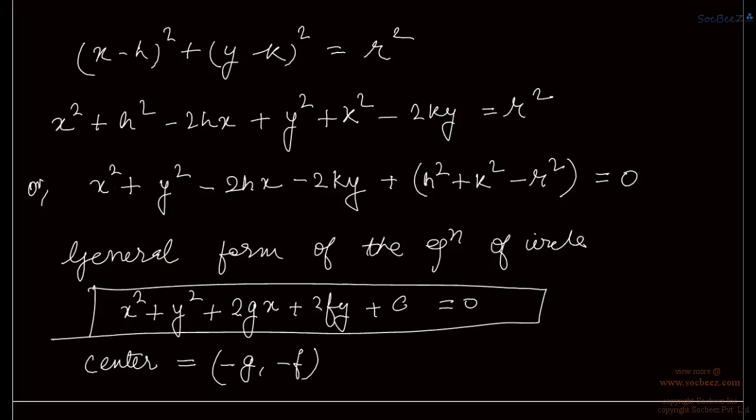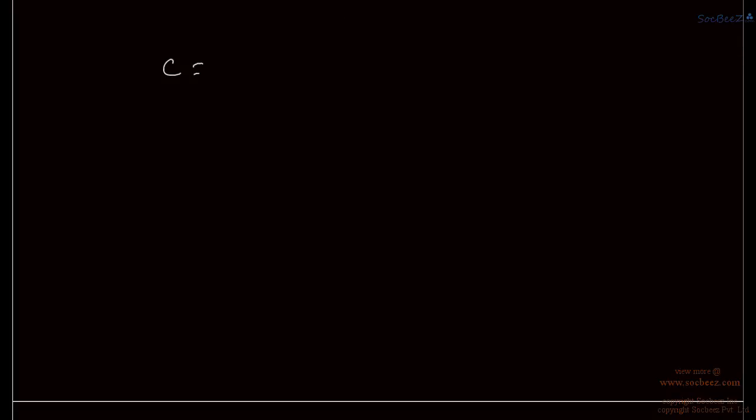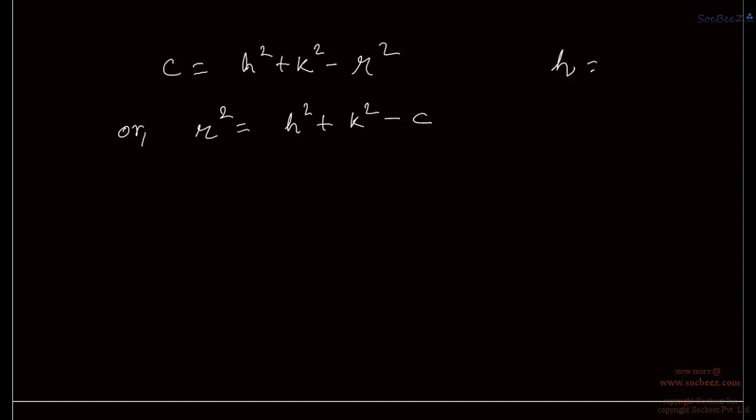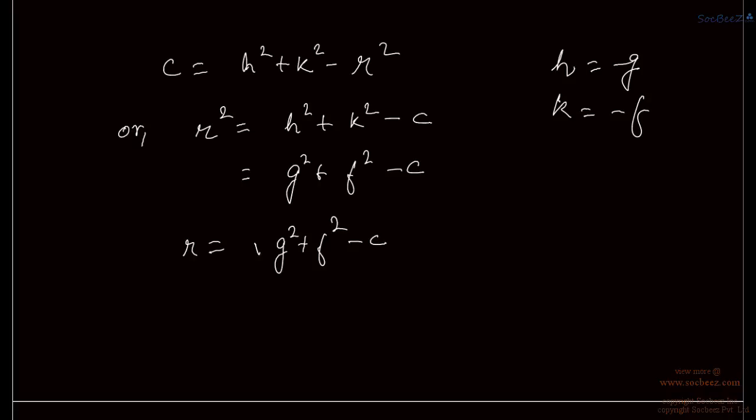if we compare this to this, so c is equal to h square plus k square minus R square, or we can write as R square is equal to h square plus k square minus c, and h is equal to minus g, k is equal to minus f. So we can write h square as g square, k square as f square, and minus c. So radius is square root of g square plus f square minus c.